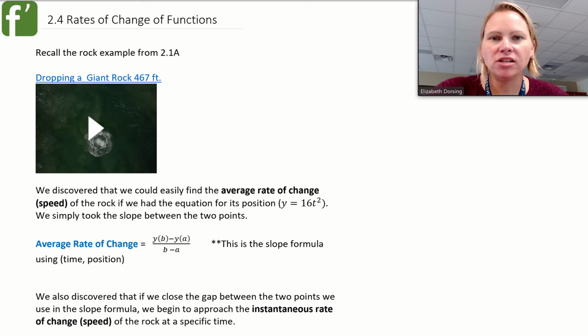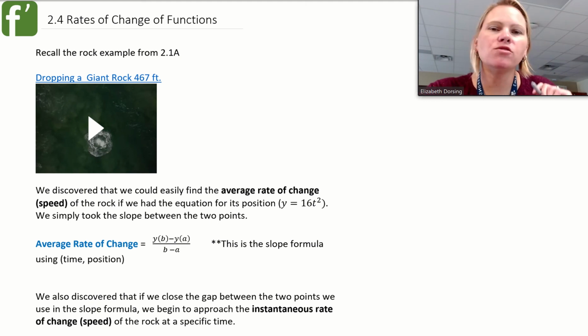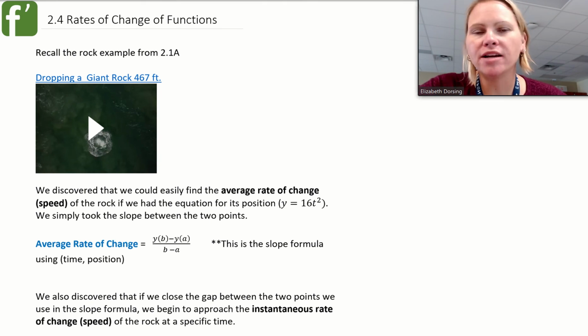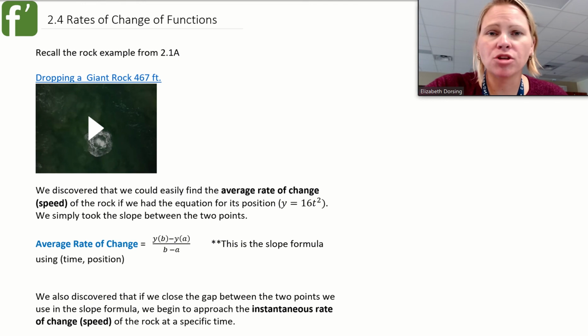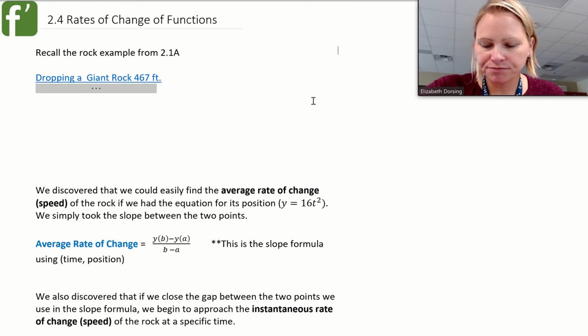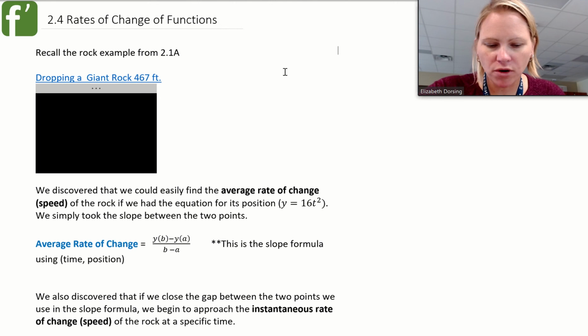We're going to be talking about limits, and we're going to revisit the concept of rates of change as they relate to limits. If you haven't yet watched that video I made, 2.1 Rate of Change, go back and watch that, because we're going to be referring back to some of the things we talked about in there. We looked at this video here. I'm going to play it for you real quick.